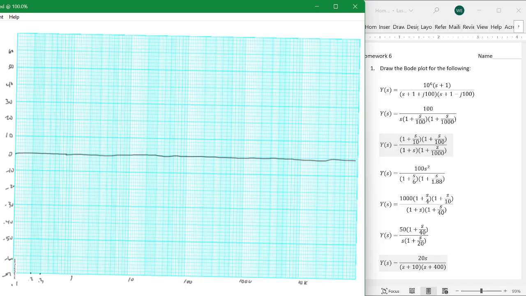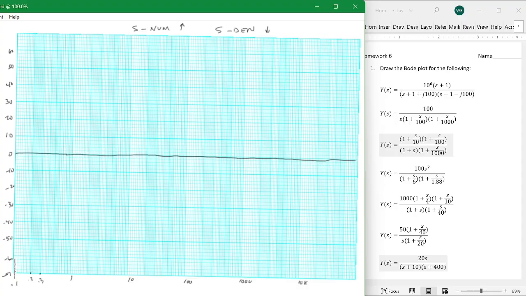Now, if it's in the numerator, it goes up. If it's in the denominator, it goes down. Why is that? As s gets bigger in the denominator, my value of this overall thing gets what? Smaller. So if the s is in the numerator, it goes up. If it's s in the denominator, it goes down.